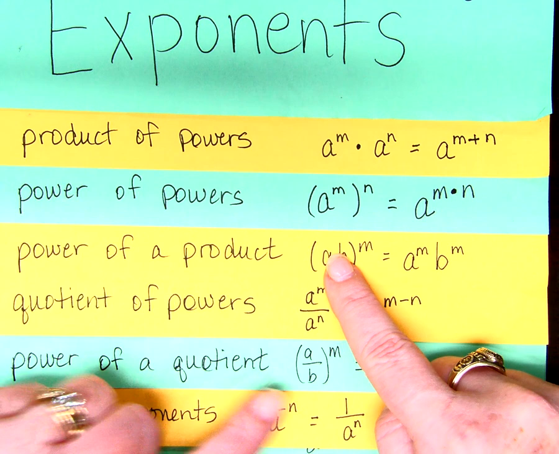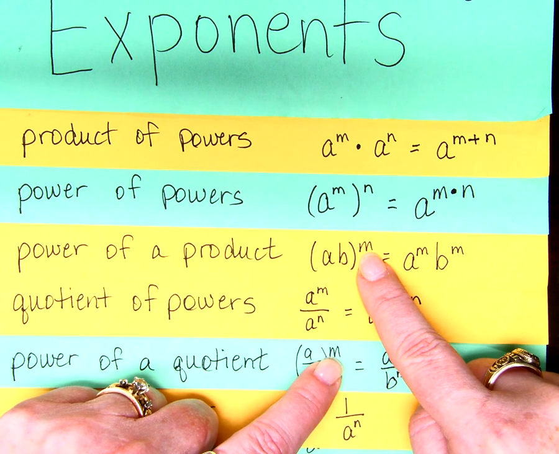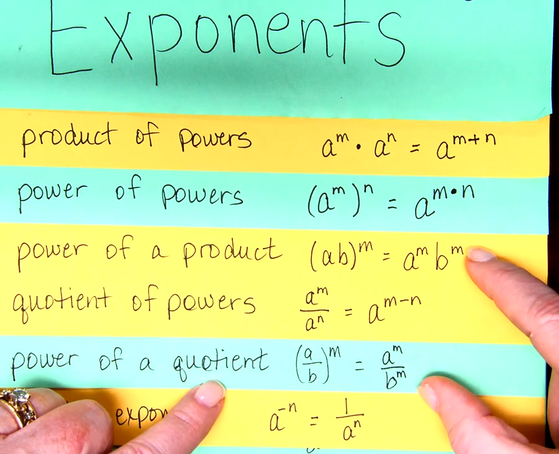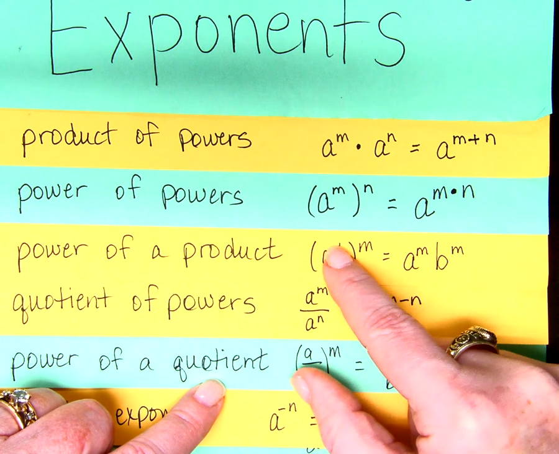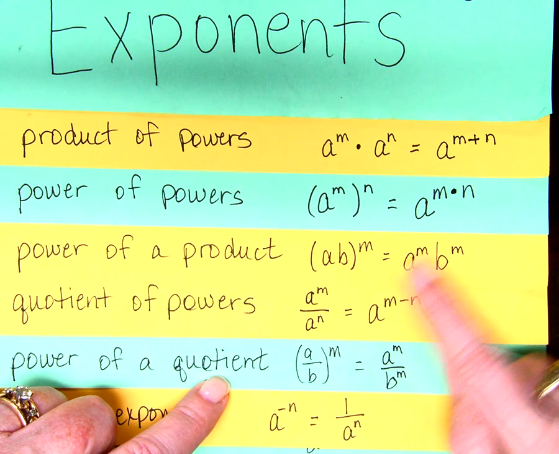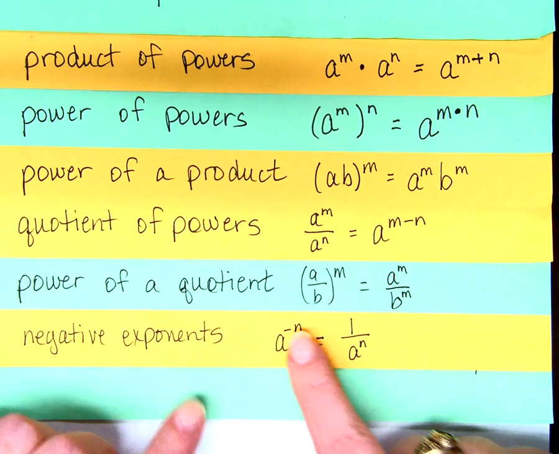What if you have something inside of parentheses and you raise that to a power? So everything in the parentheses is being raised to that power. Do you see how these two rules are the same rule? Whether you're multiplying or dividing inside the parentheses, whatever's inside the parentheses is also raised to that power, yes? Okay? And then negative exponents.